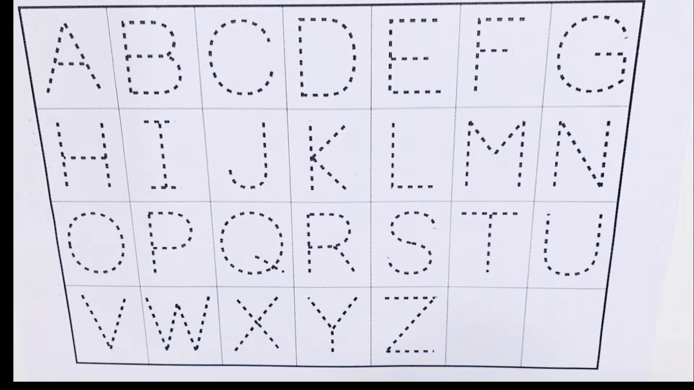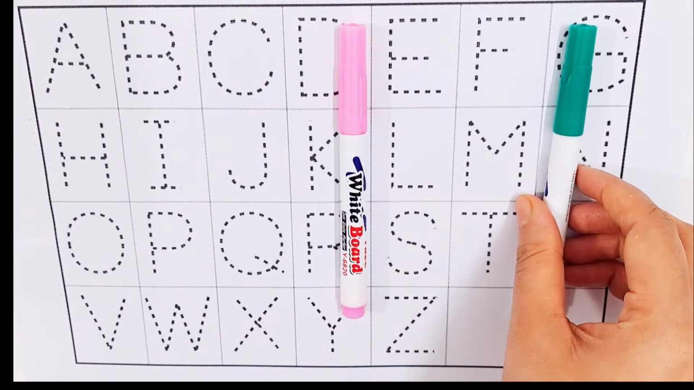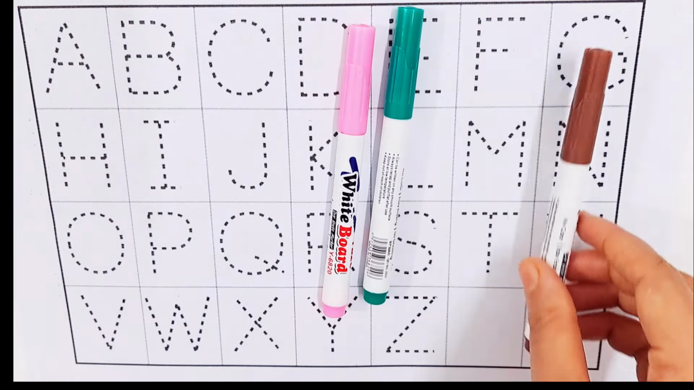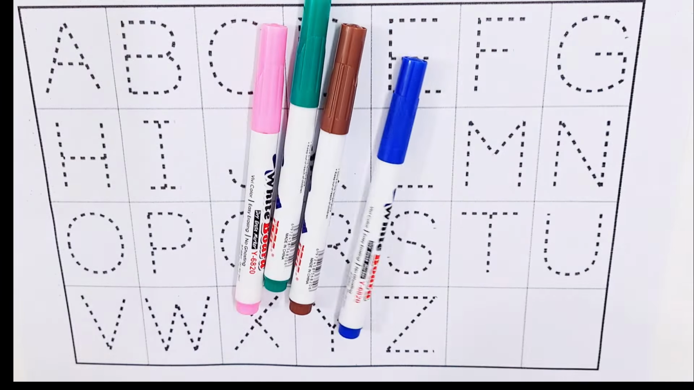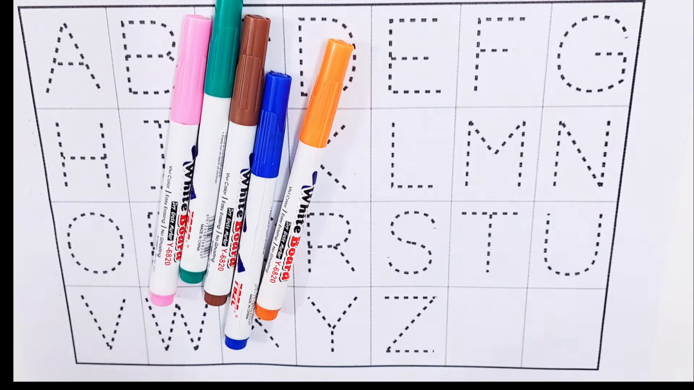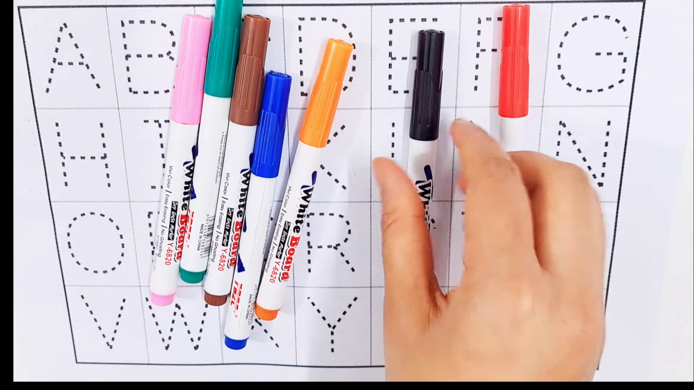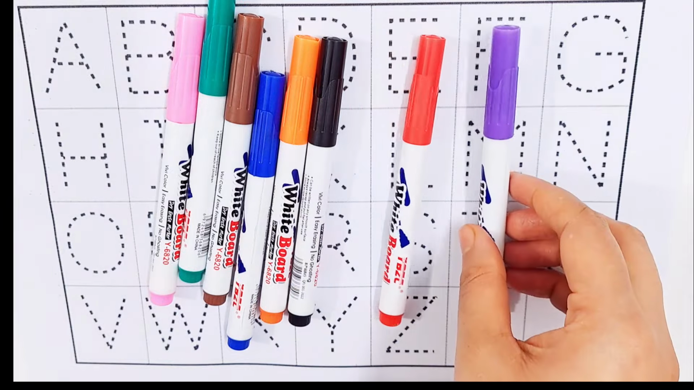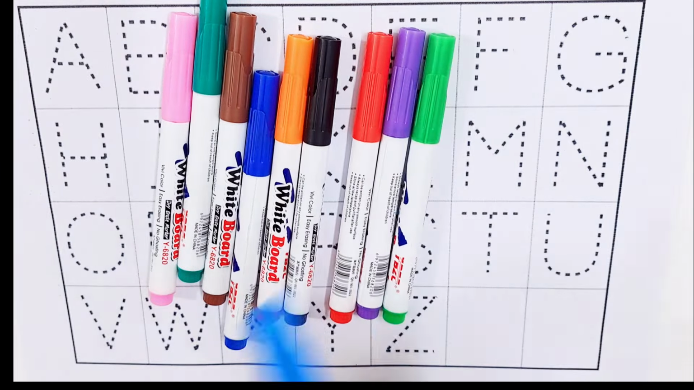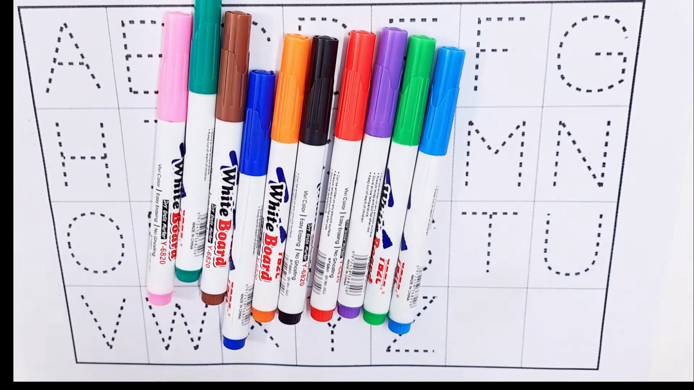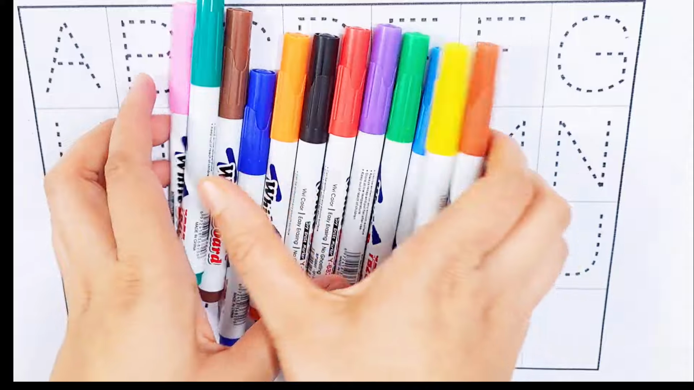Hello guys, let's learn some colors name. Pink color, teal color, brown color, dark blue color, orange color, red color, black color, violet color, green color, sky blue color, yellow color, maroon color.